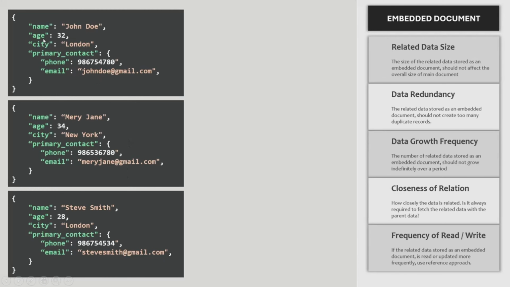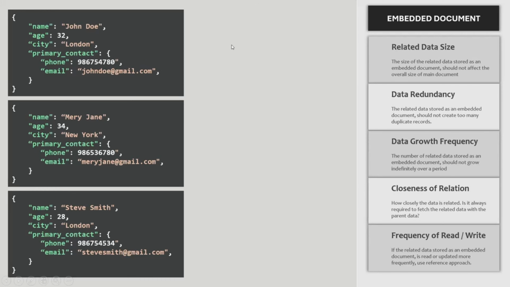Each customer document has a name, age, city, and this primary contact field. In this primary contact field, we are assigning another document, an embedded document. And in that embedded document, we have the phone and email of the customer. So let's see whether we should go with this embedded document approach for the relationship between customer and the primary contact.